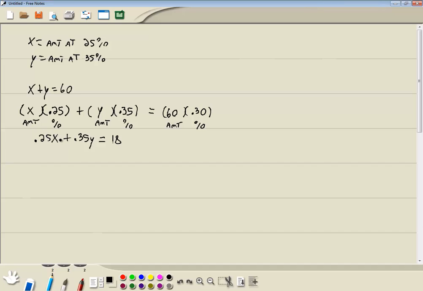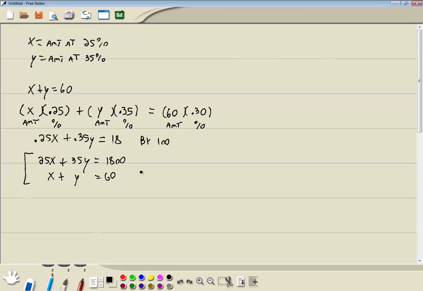Now I don't want decimals. So on this one, I'm going to multiply everything by 100. Basically move your decimal place 2 places to the right. So we've got 25x plus 35y is equal to 1800. And our other equation is x plus y is equal to 60. Now I'm going to solve this using the addition method. These are our two equations we're working with.